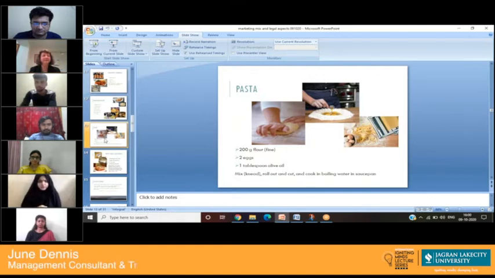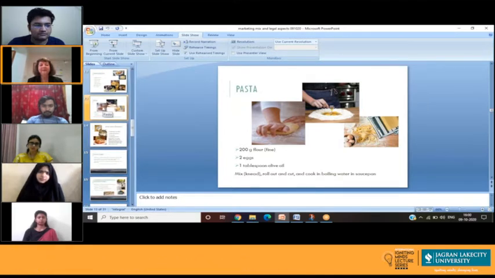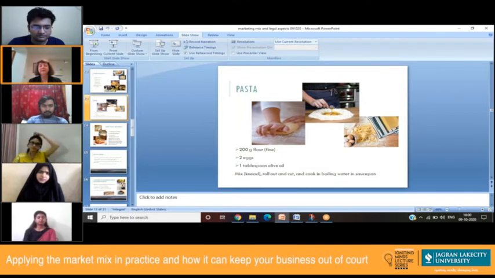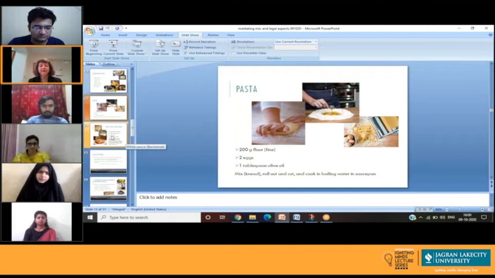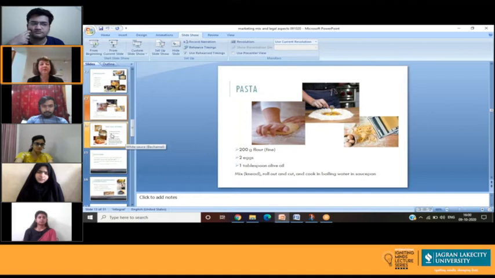Pasta. Okay. Pasta with flour, eggs, and oil. That's all it is. Like noodles. You mix it and then you boil it. So again, different way of making pasta, but the same types of ingredients there. Then we move on to the last one, which I thought was quite interesting.